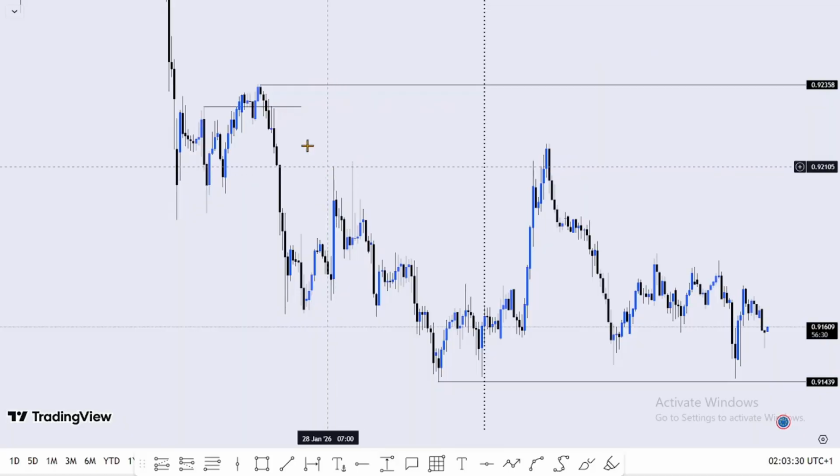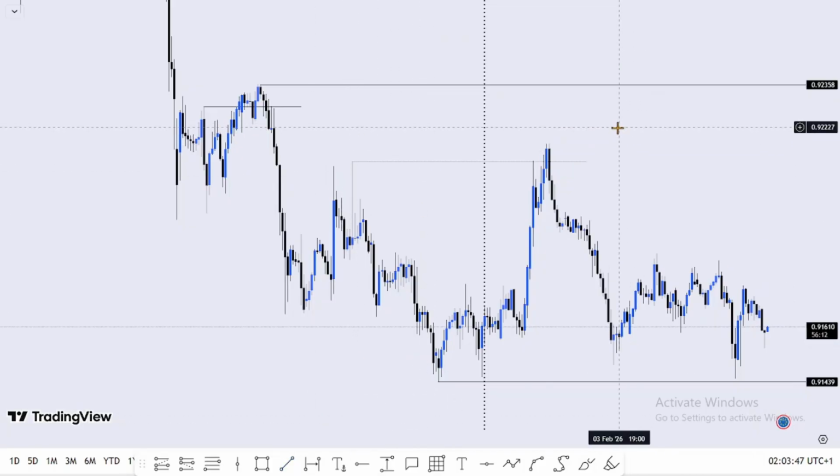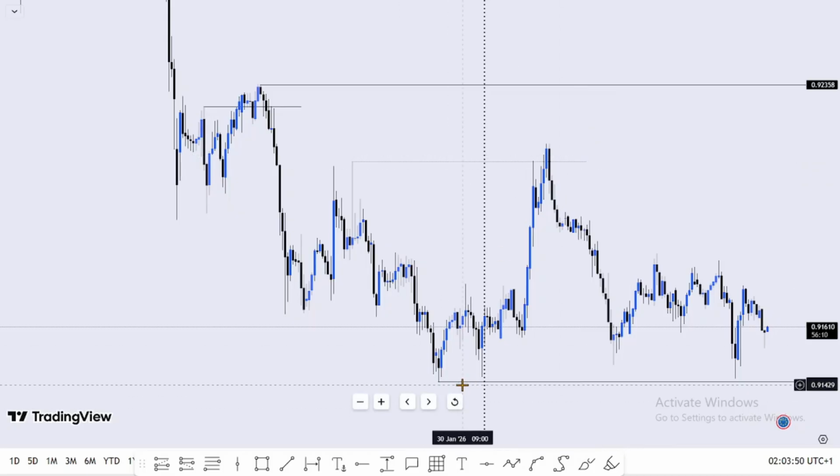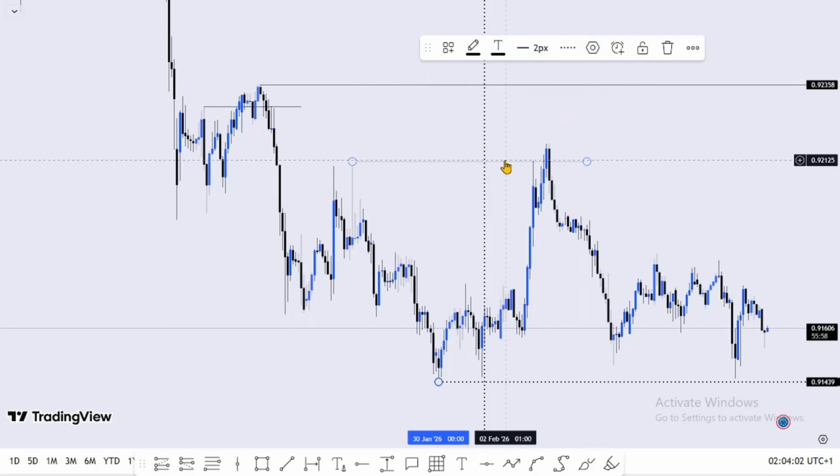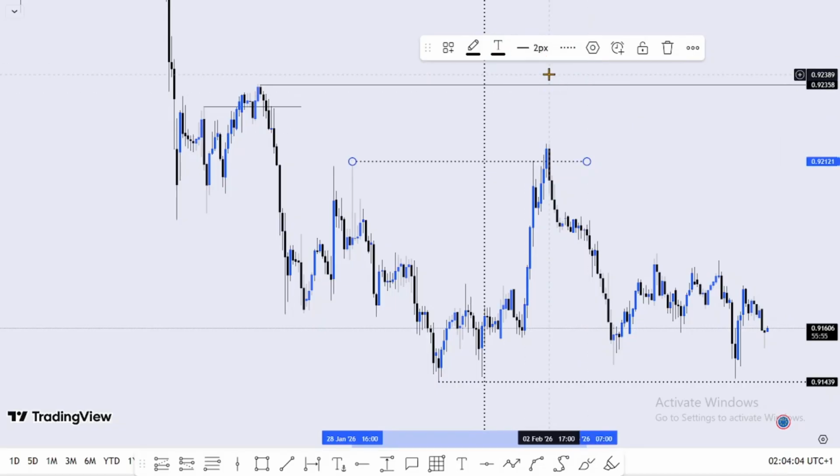But in this case, this next one, this lower high, is actually our structural liquidity, right? And then the next type of liquidity, this low, is our external range liquidity, our transactional liquidity. For my liquidity, I like to draw it with a dotted line.